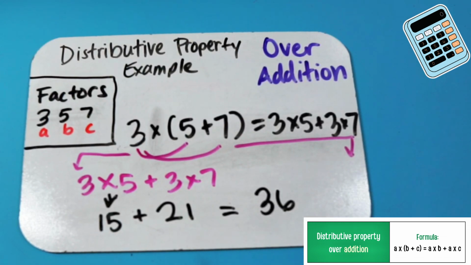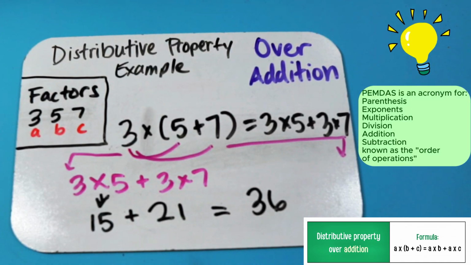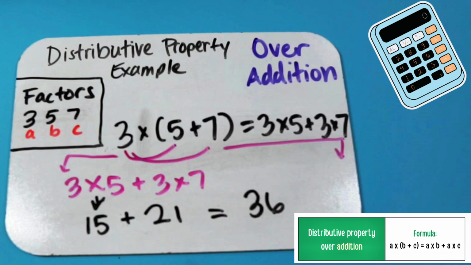Once again, we can utilize PEMDAS to check our work. So starting with the parentheses, you would ask yourself, what is 5 plus 7? You know that's 12. So 3 times 12 is equal to 36. And that is how you can confirm that your product is correct. And by product, I mean answer, because a lot of times we use these terms interchangeably, but you just want to make sure that the answer is correct.